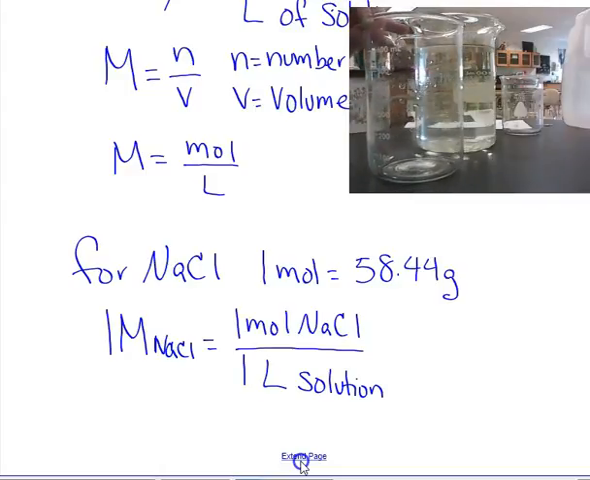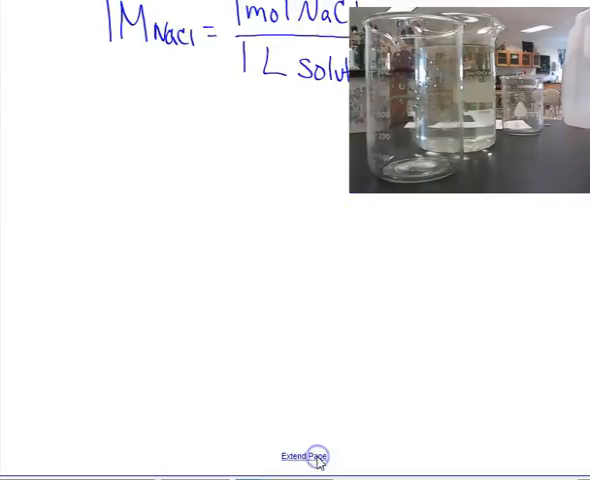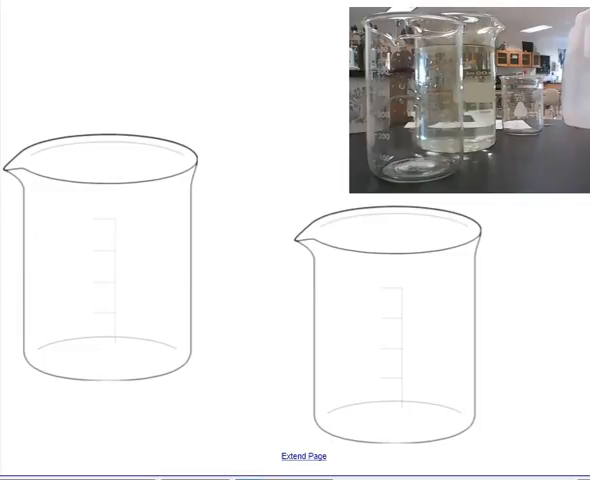All right, so let me just scroll down. There we go. So there's my mark right there. Now, actually, I'm going to go to this screen. So here are my 2 beakers. This beaker here has a 1 molar solution of NaCl.